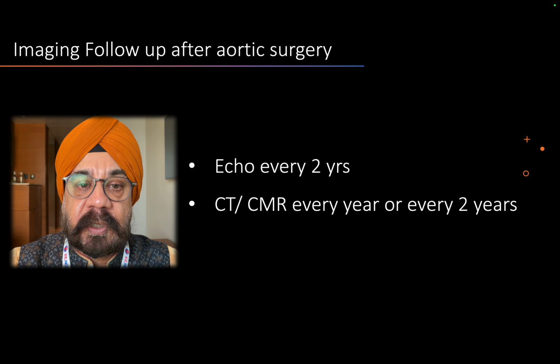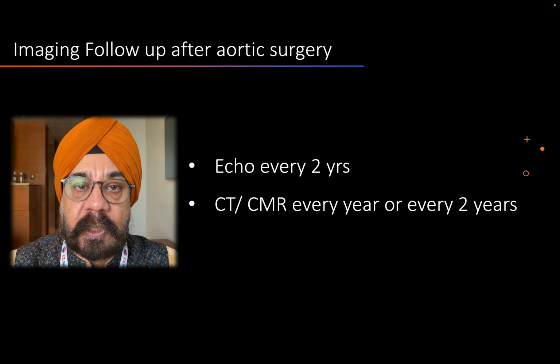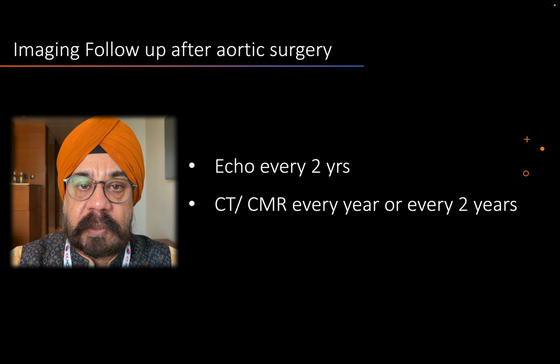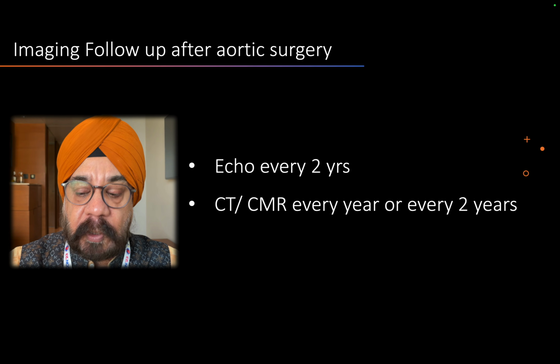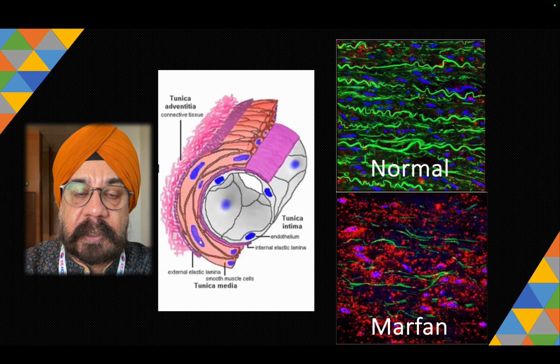So once the surgery is done, how do I follow these patients? I'm looking at two things. If a Bentall has been done, then I'm looking at the aortic valve regularly. I would have to do an echo every year. Not only that, I would be interested in dilatation elsewhere because I have corrected the ascending aorta, but there could be dissection elsewhere. So CT or MR every 2 years would be a good idea to look for other areas of dilatation.